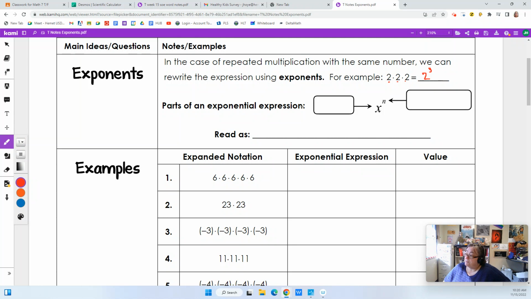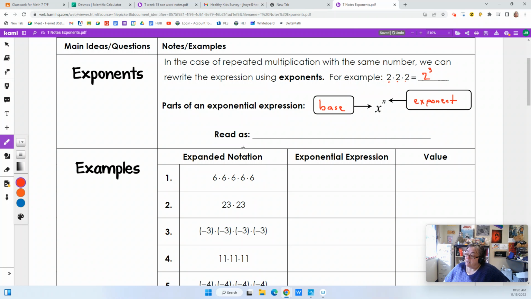Parts of the exponential expression: the bottom part where we have the 2, or in this case the x, we call the base. The part that we're raising it to, the n that we have here, and in this case we had it as 3, we call that the exponent. Sometimes we call it the power, right? But its technical name is the exponent.